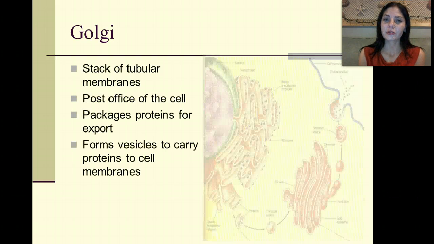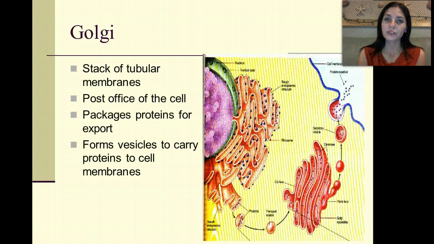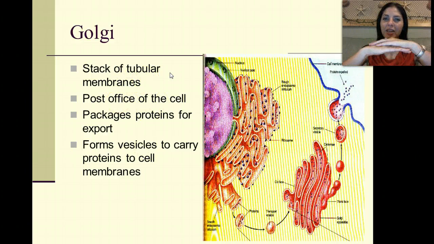Next, we have the Golgi apparatus. The Golgi apparatus is a stack of tubular membranes, kind of like stacks of pita bread. That's what they look like. They're the post office of the cell.